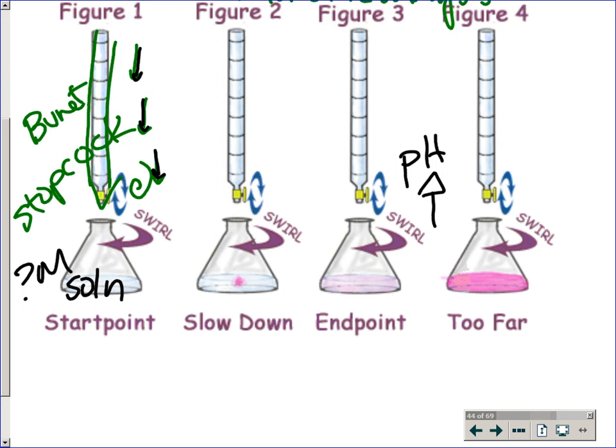Because there's a point called the equivalence point, which we're going to see on a graph. And if you surpass the equivalence point, your volumes are incorrect. If your volumes are incorrect, then you've gone too far. So the indicators just tell you when to stop, and that's what my next slide is.